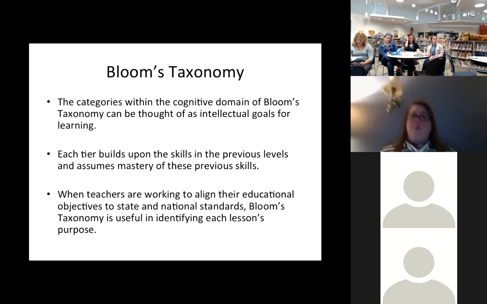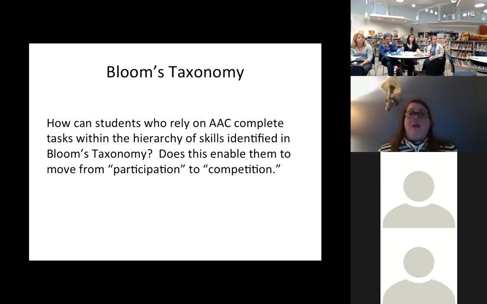So when teachers are working to align educational objectives to state and national standards, Bloom's taxonomy is really helpful in identifying the lesson's purpose and setting some goals for the student. But think about our kids who use AAC.